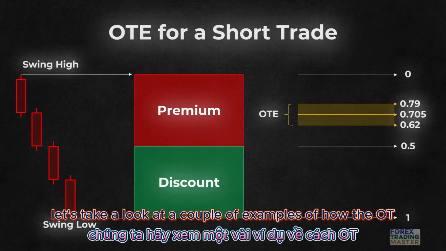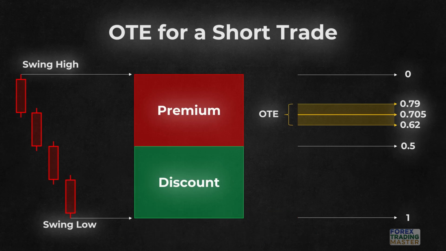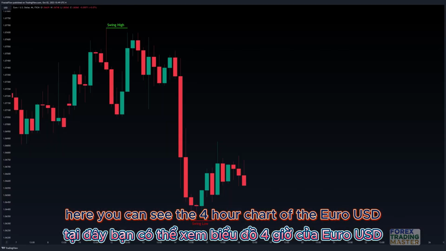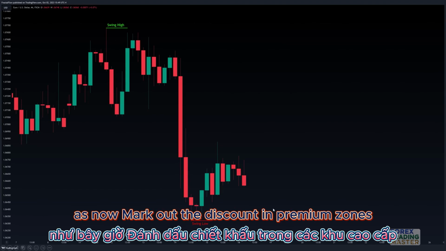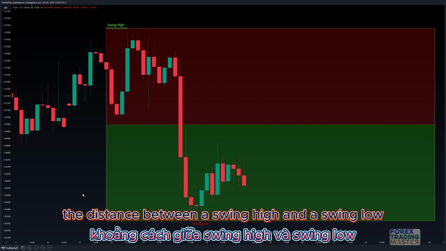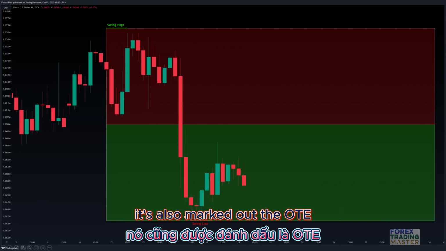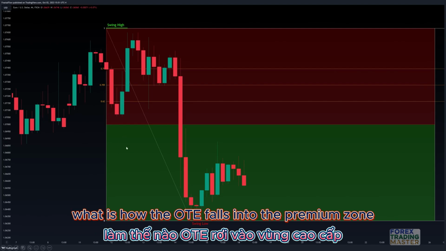Let's take a look at a couple of examples of how the OTE works in real price charts. Here you can see the 4-hour chart of the Euro USD. I already marked out an important swing high and a swing low. Now I'll mark out the discount and premium zones generated by this range. I've also marked out the OTE, or optimal trade entry, for this range. Notice how the OTE falls into the premium zone.